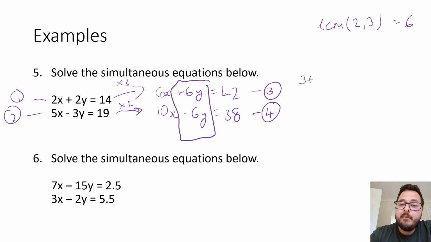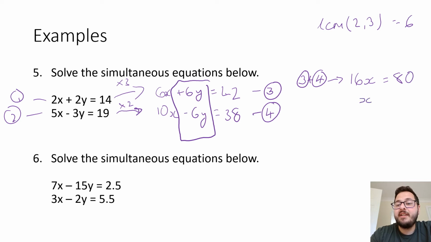So 3 plus 4. So we're adding these up. And that will give us, so 6x plus 10x is 16x. And 42 plus 38 is 80. Divide by 16 and you're going to get that x is 5.